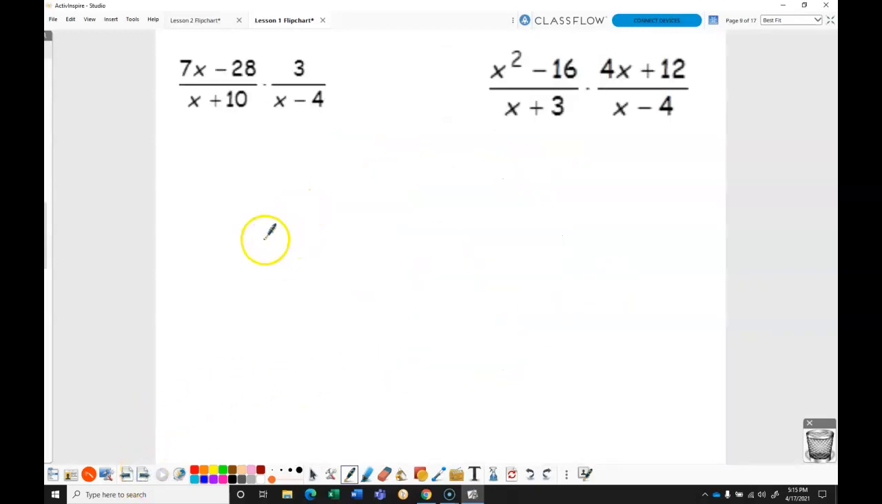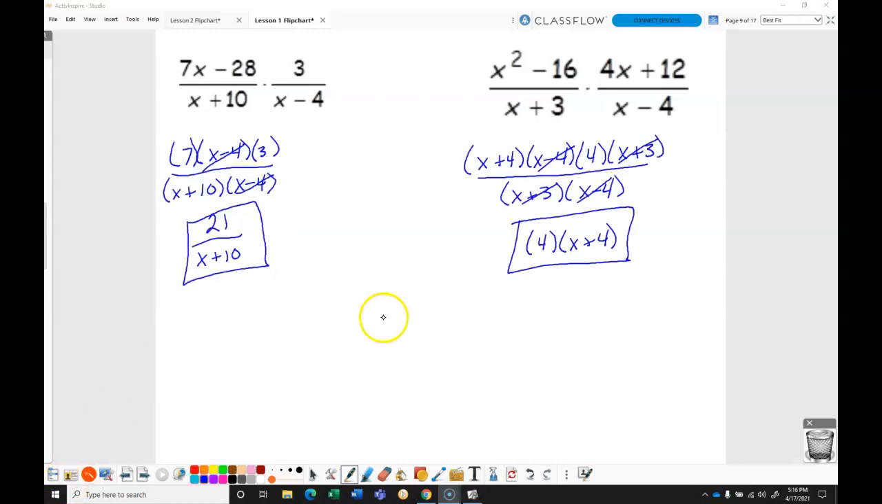We've got two here. They're both multiplications. See what you can do with them. Put it on pause, and then I'll put the answer up. And there's your results for both of them.